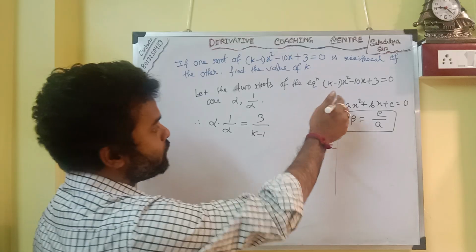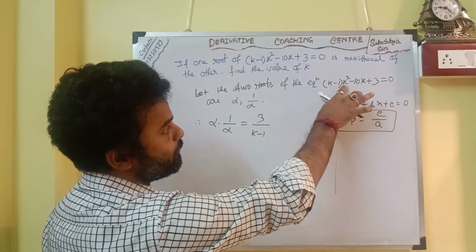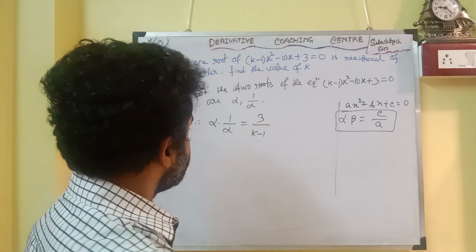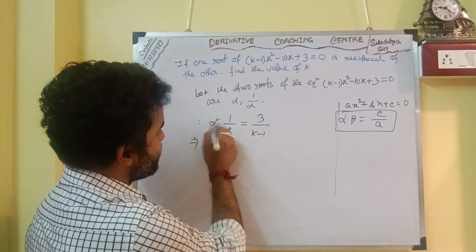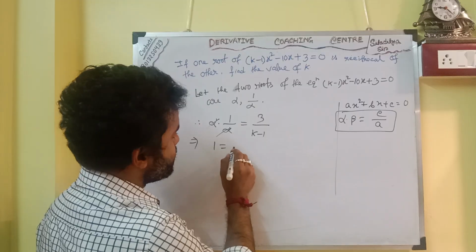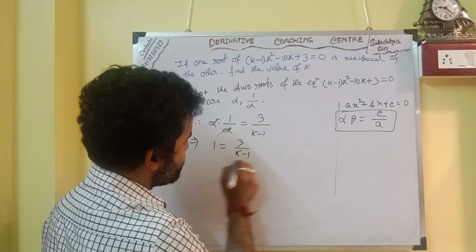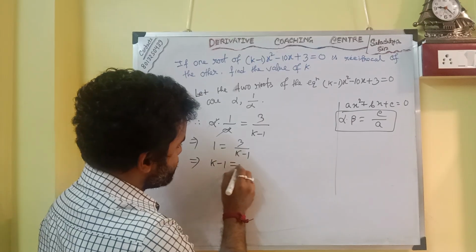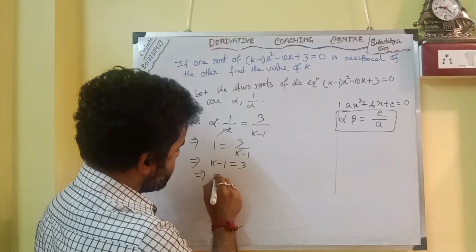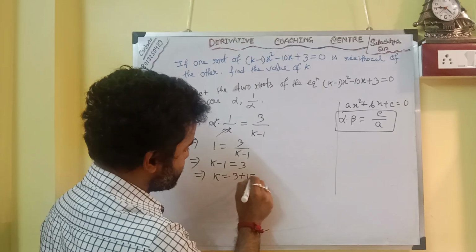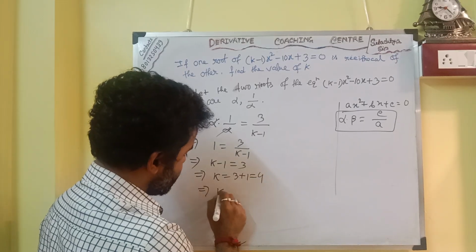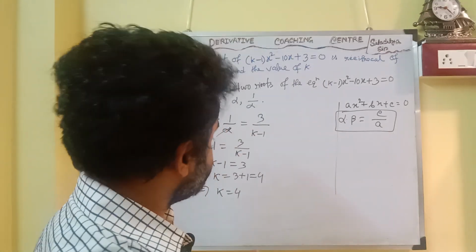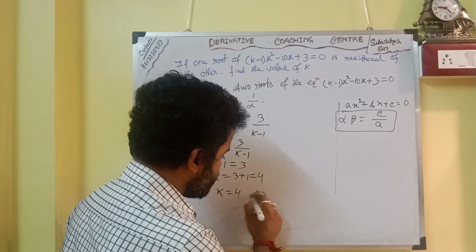Now compare this value with here. The constant term is 3 and the coefficient of x square is k minus 1, so that is c by a. Now alpha cancels out, and that is 1 equal to 3 by k minus 1. Now k minus 1 into 1, that is k minus 1 equal to 3, and here k equal to 3 plus 1, that is 4. So we have to solve this kind of problems. So this is the answer.